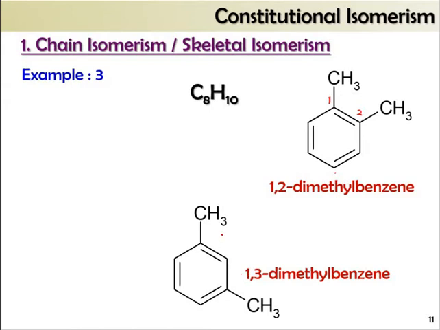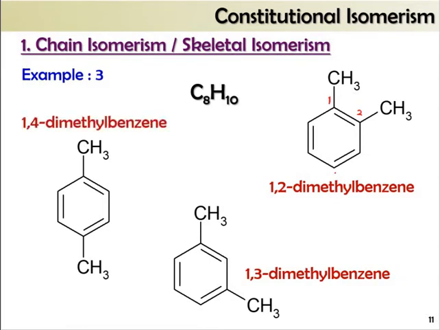So here is 1,3-dimethyl benzene, and then 1,4-dimethyl benzene. Okay, so it differ in terms of position. Okay, kat mana yang dia position dia yang berbeza. So it is position isomerism because the chain here is the same, right?